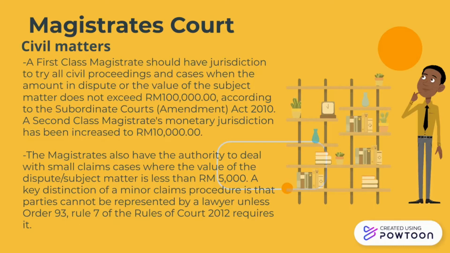Next, the magistrate also has the authority to deal with small claims cases where the value of the dispute or subject matter is less than 5,000. A key distinction of the minor claims procedure is that parties cannot be represented by a lawyer unless Order 93 Rule 7 of the Rules of Court 2012 requires it.